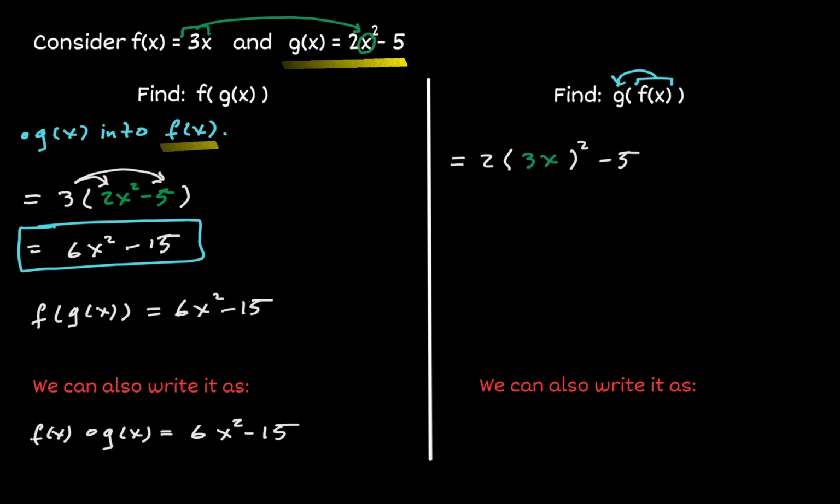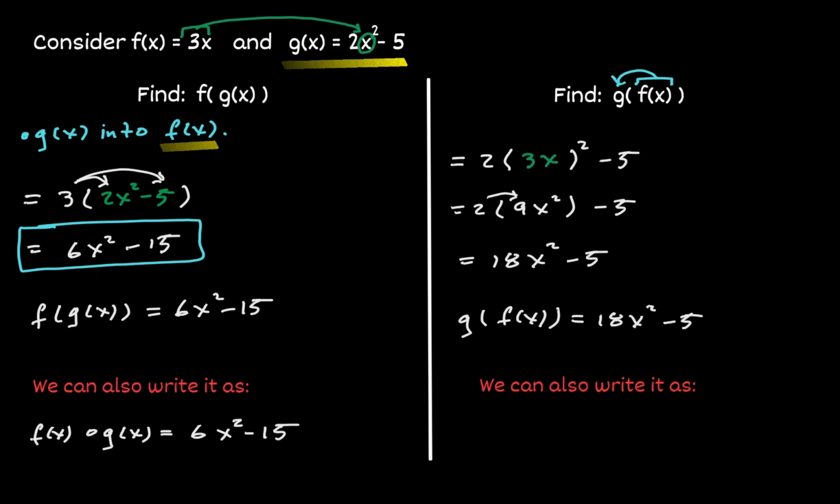Now we can simplify this. 3x all to the second will be 9x squared. And if we distribute the 2, we're going to obtain 18x squared minus 5. Now we can say that f of x into g is equivalent to 18x squared minus 5. We could also say that f of x composed inside of g of x is equivalent to 18x squared minus 5.